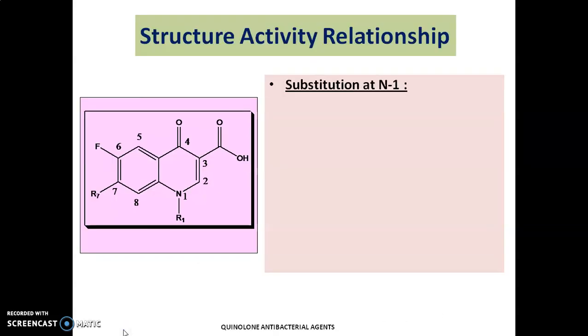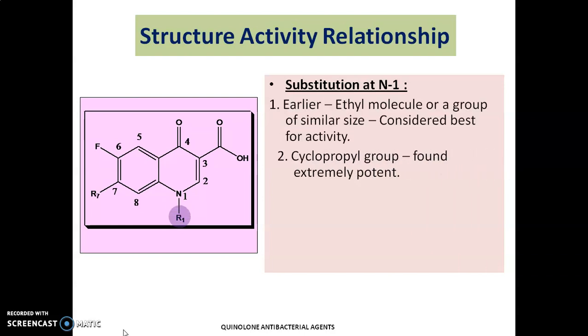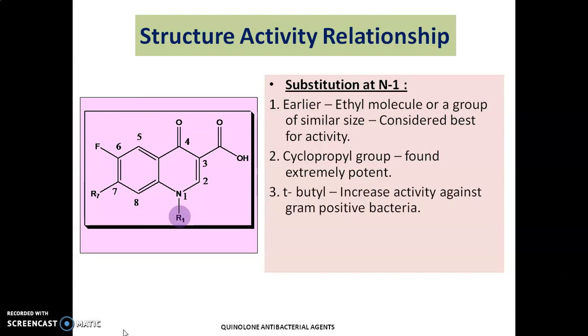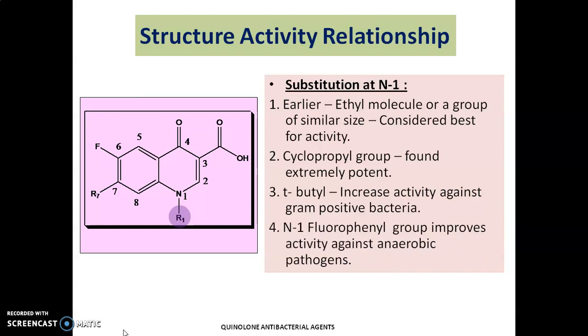Now let us see the structure-activity relationship of fluoroquinolones. Substitution at N1 position. Earlier, ethyl molecule or group of smaller size is considered best for the activity. Introduction of cyclopropyl group is found to be extremely potent. We can also have tertiary butyl group at N1 that increases the activity against gram-positive bacteria, whereas N1 fluorophenyl group, it improves the activity against anaerobic pathogens.